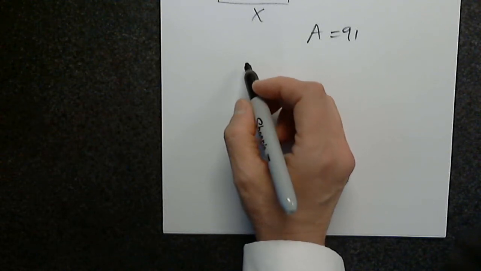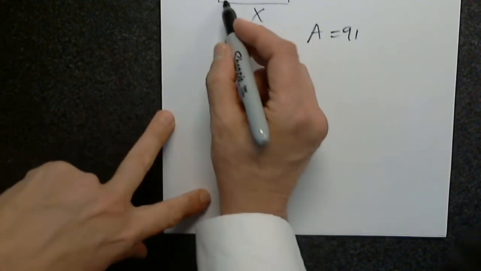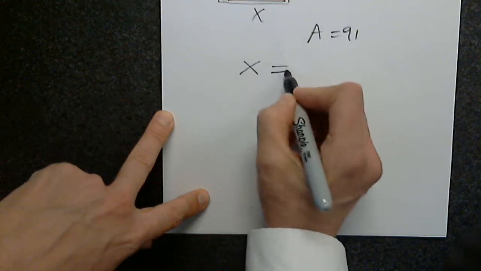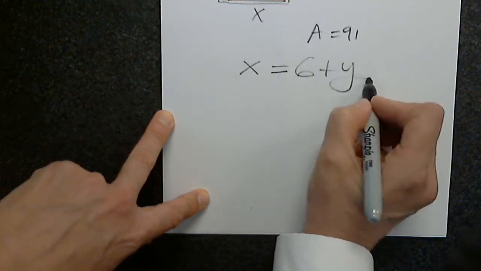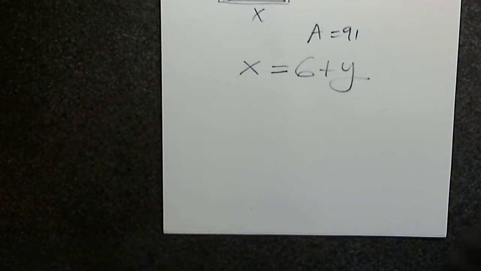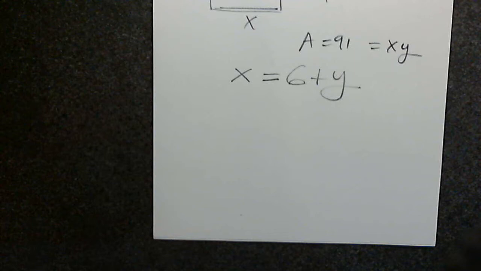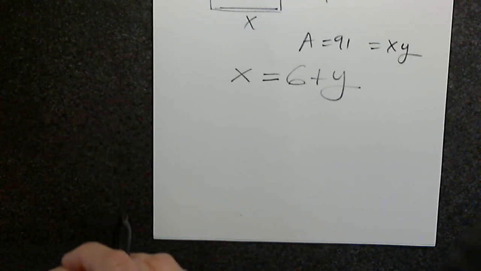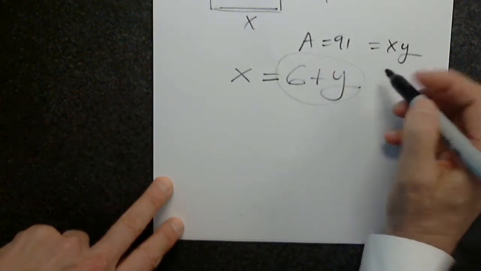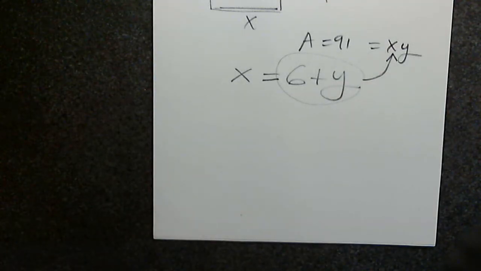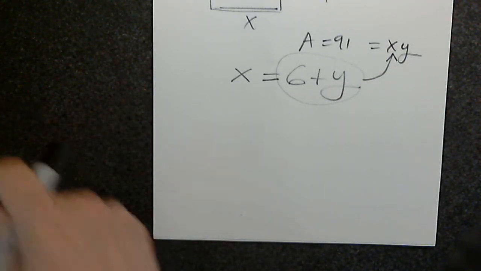So if the length is x, the length is 6 feet longer than the width. And the area is, by definition, x times y. And we know what we're going to do. You get 291 feet squared. Are we looking at problem 2? Maybe I'm copying from something else.